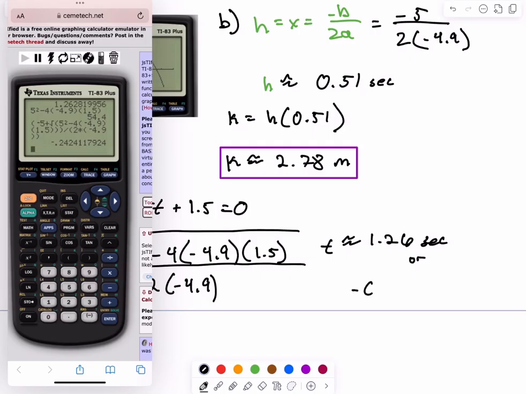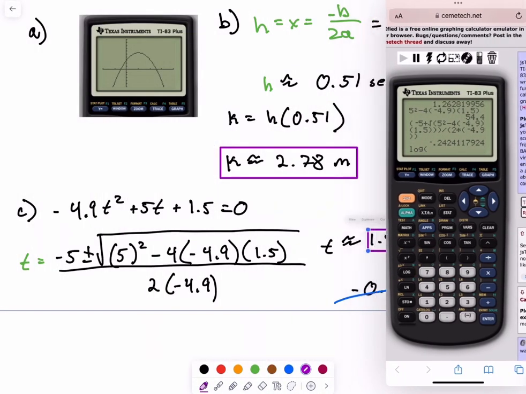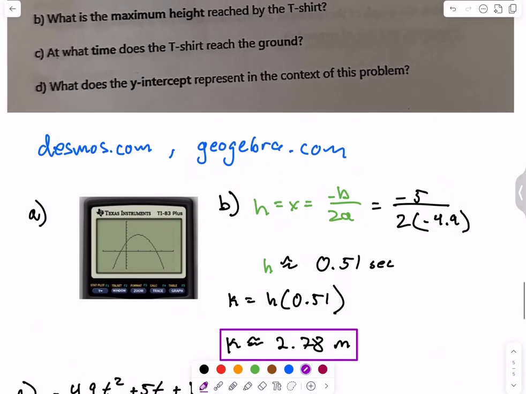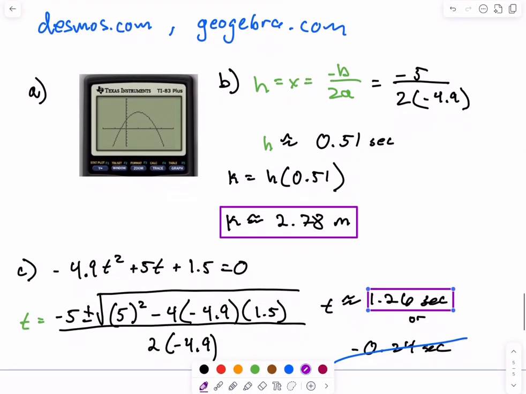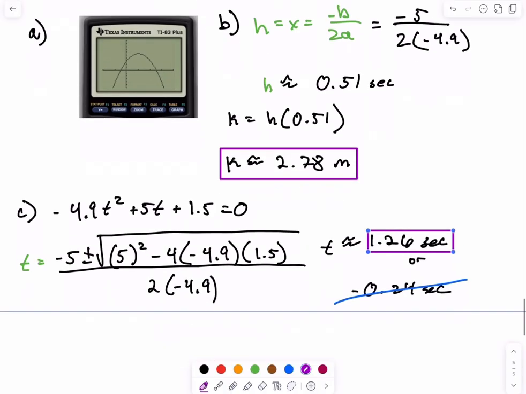Or negative 0.24 seconds, right? And again, a negative doesn't make sense in this context, so we will scrap that result and just go with the above result. So for C, at what time does the shirt reach the ground? After approximately 1.26 seconds.